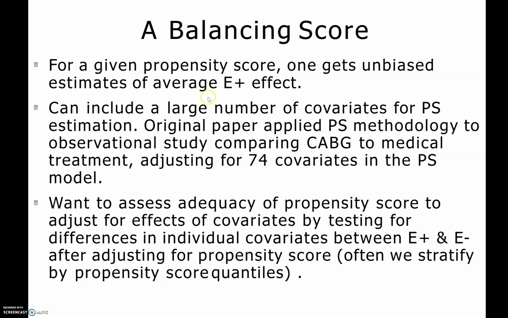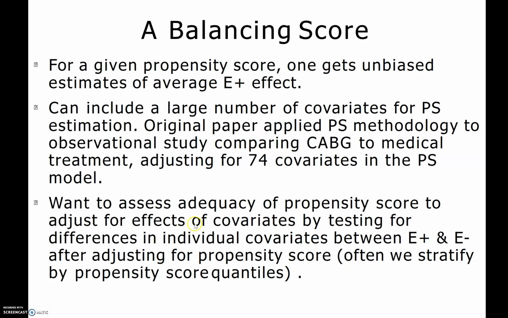For example, this is all from a presenter on propensity scores I saw years ago. Lisa, she said this original paper applied the propensity score methodology to an observational study. They had 74 covariates. Now, I've never had that many. Okay, that I'd have to probably run on a batch submit to my server or something. Okay, but you can do that.